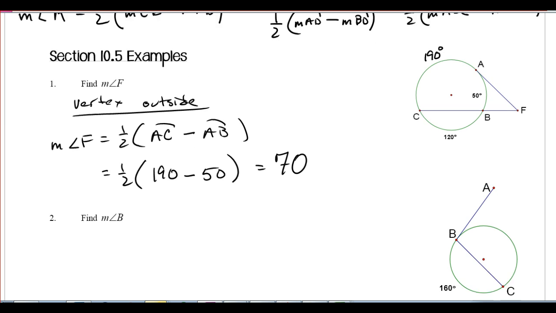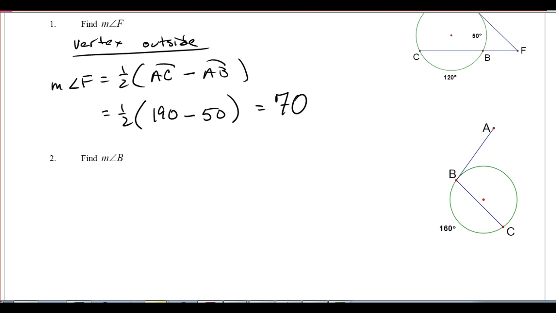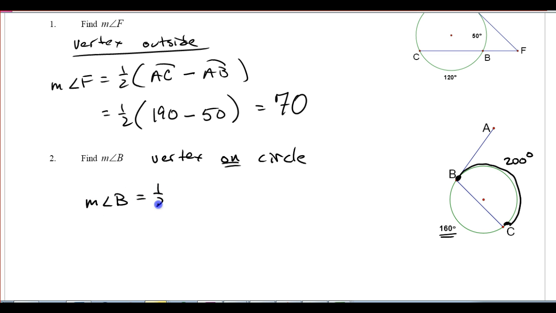Number two, we want to find angle B. Angle B has its vertex on the circle, so we know it's going to be half the intercepted arc. The intercepted arc in this case is arc BC, so we need to find that. Since I know that the other part of the circle is 160, if I add arc BC to it, it's got to equal 360, so this arc's got to be 200. So the measure of angle B is going to be half of arc BC, which is half of 200, or just 100.